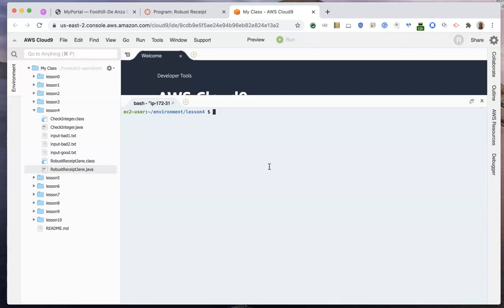So let's first look at our data. So let's look at the first file, which is input good. And you notice that there are 3 product names here and the values of the price and weight. And so let's run this.